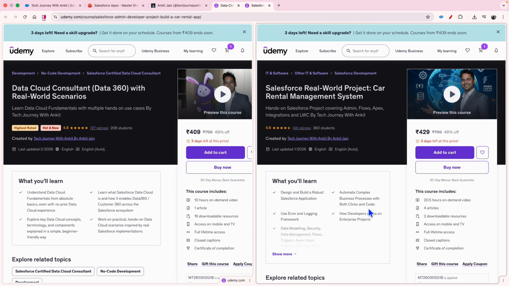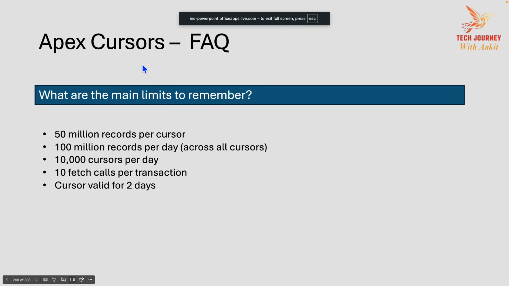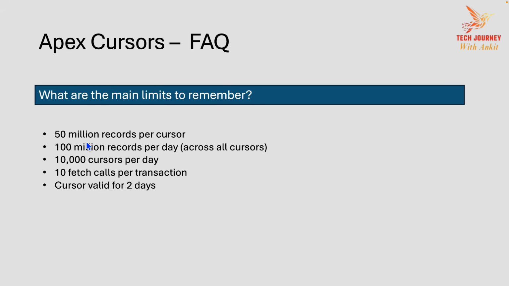Now switching to the Apex cursor part: if you recall, in the last video when we discussed everything about the Apex cursor, I specifically asked you to remember the key limits that we should keep in mind while maintaining the Apex cursor. Again, let me first walk you through those important limits and then we will move to the implementation part.